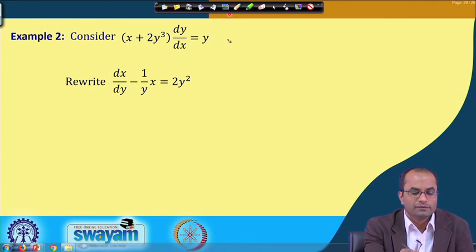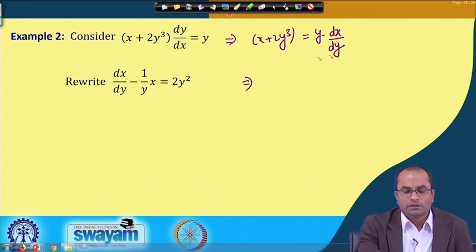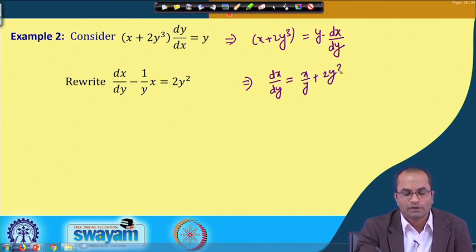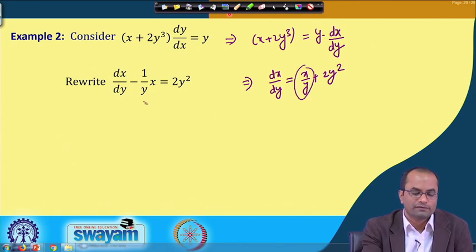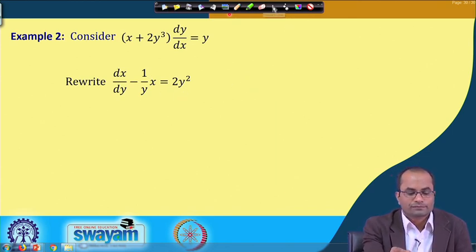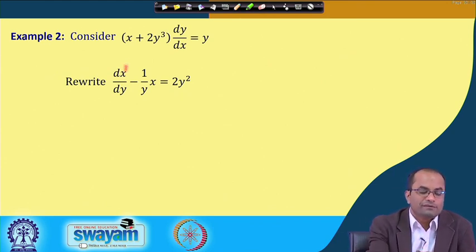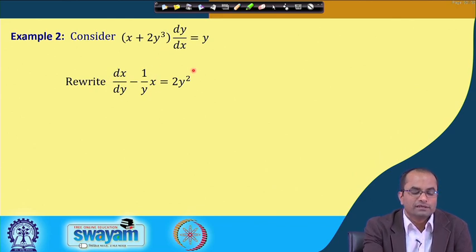So, what we have done now: we have x + 2y³, and then the right hand side is like dy times dx/dy. So, we divided by y. So, we get x/y plus 2y², and then this x/y we have taken to the left hand side. So, our equation is dx/dy − (1/y) x = 2y². So, this equation is linear in x, because we have the dx/dy term and x here, and the right hand side is a function of y.